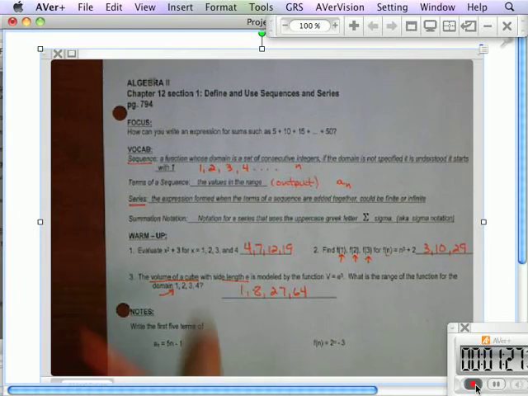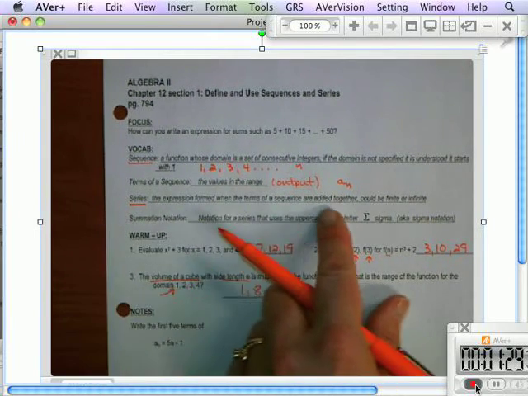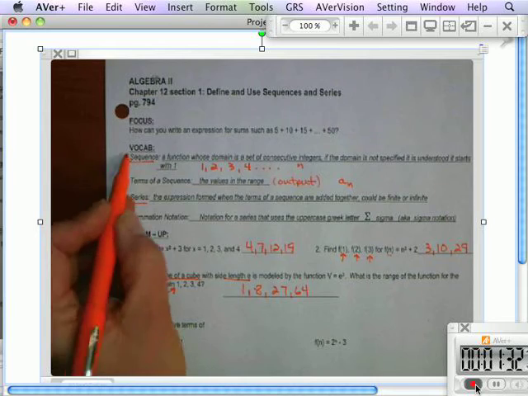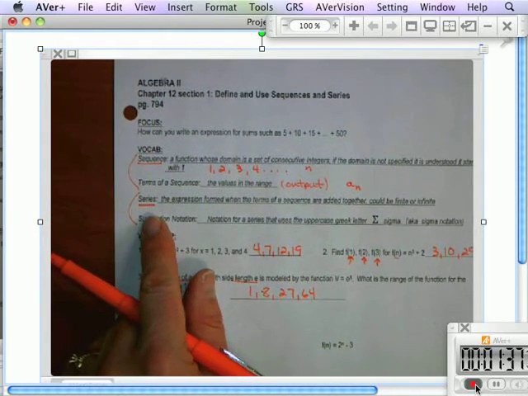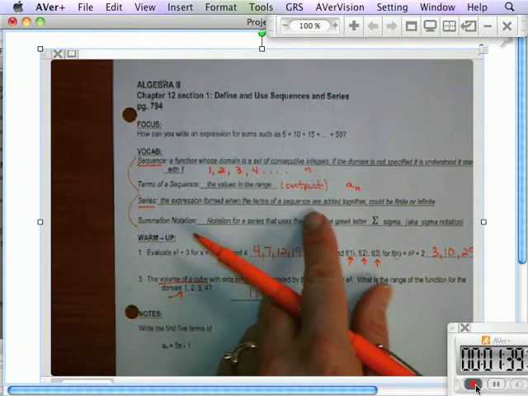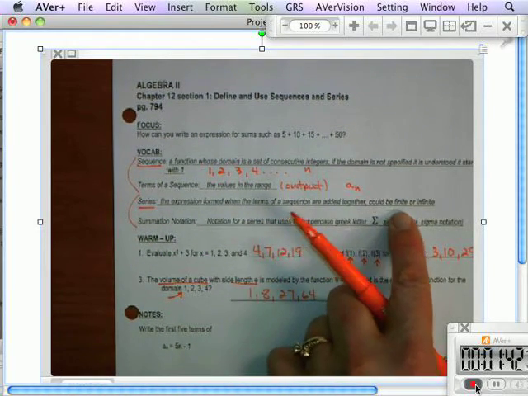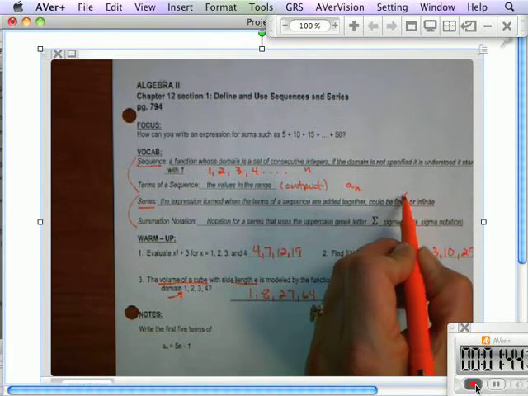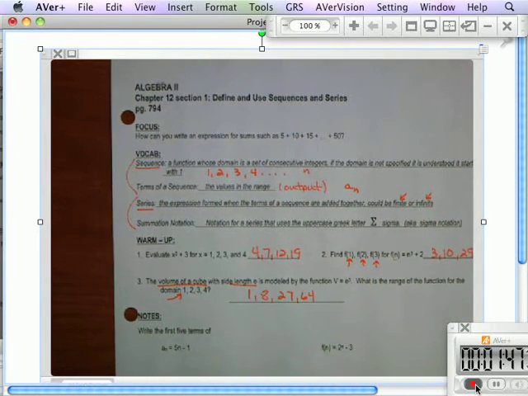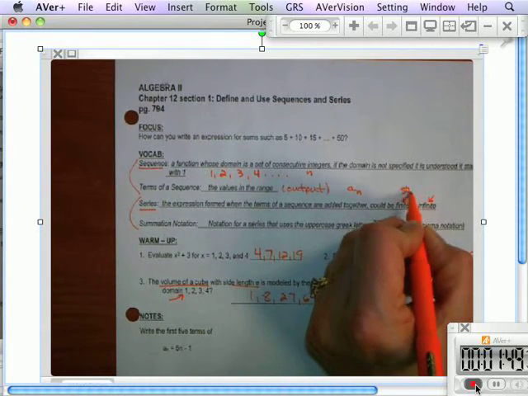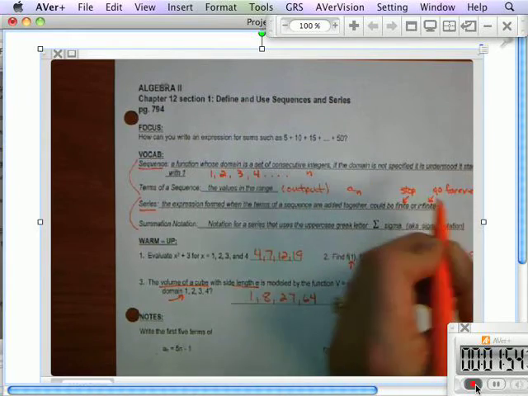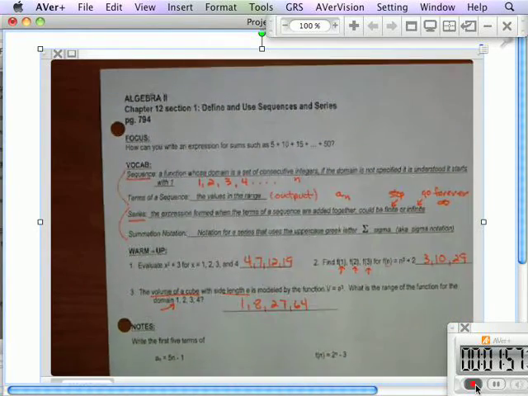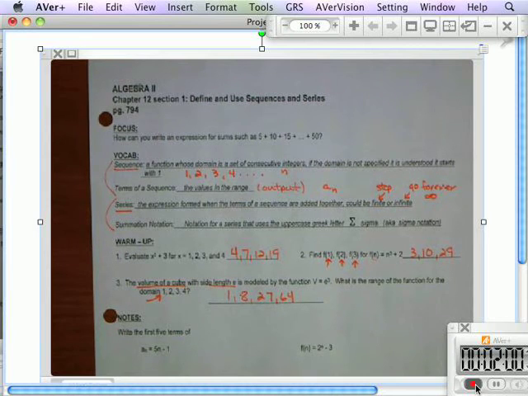Okay. The expression formed when the terms of a sequence are added together. So there's two different things we're doing. We're doing sequences and series, two different things. We're going to start with sequences, but we'll see series in a minute. It's the expression formed when the terms of a sequence are added together. It could be finite or infinite. What do you think the difference is between these two? Finite. Yeah, these stop and these go forever. It's represented usually with infinity. It just kind of means it goes forever.